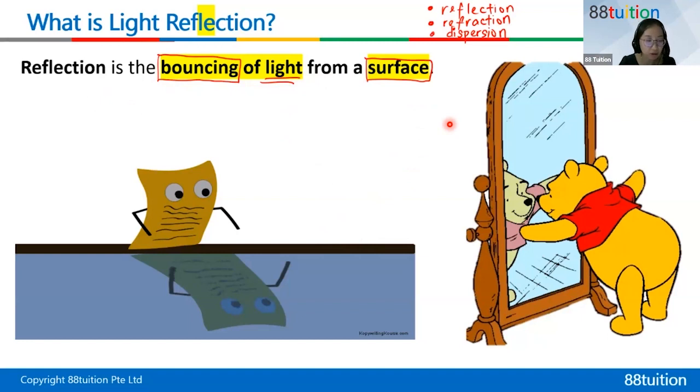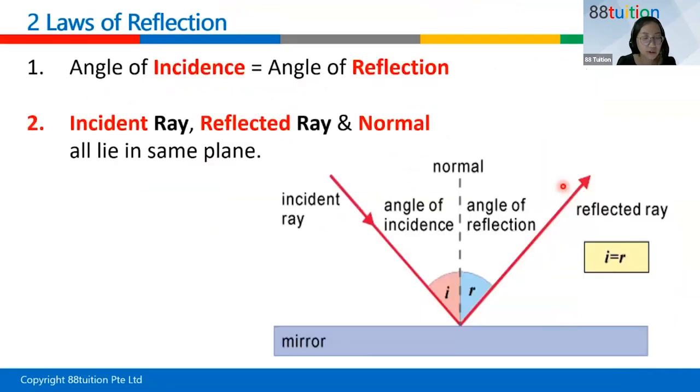So you can look at your own reflection on the water, or you look at yourself in a mirror. So two laws of reflection. Angle of incidence equals angle of reflection.